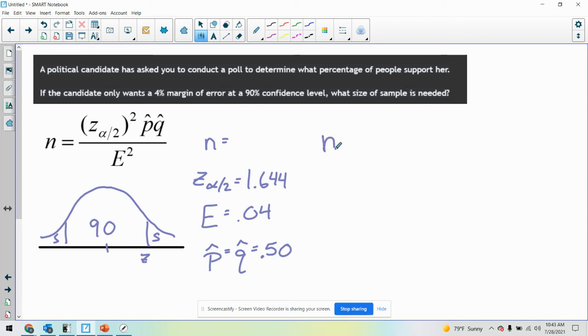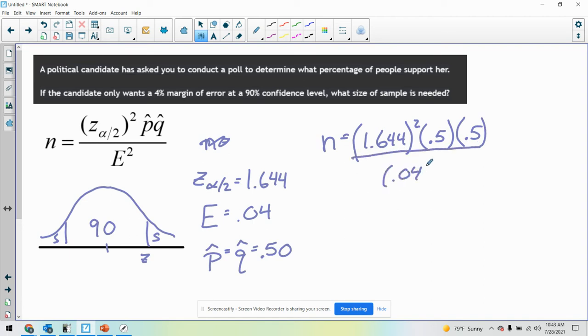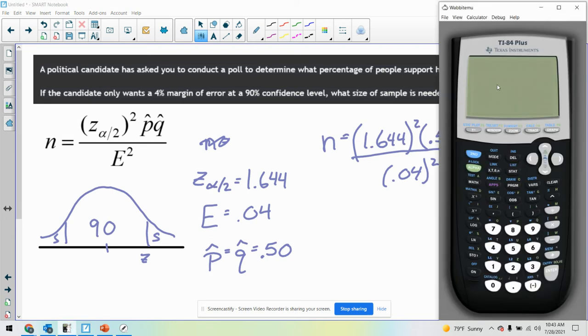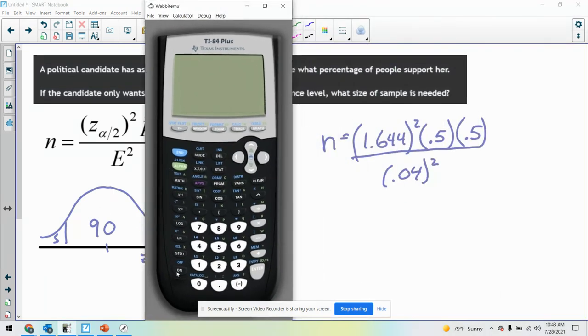So our sample size is going to be 1.644. Remember, I'm going to use the calculator version just so it's more accurate. Times 0.5 times 0.5 over 0.04 squared. So I'll pull this up. I'm going to slide this over just to show you what I mean. I'm going to start by squaring this thing. I'm just going to grab what I have because it's going to be more accurate with more decimals. Square it, multiply it by 0.5, multiply it by 0.5.